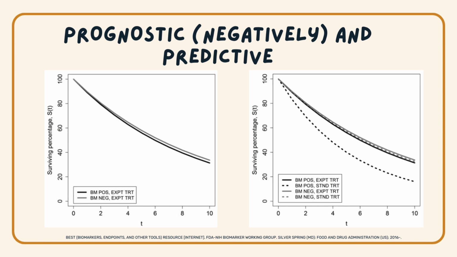treatments, right? So in this case, this biomarker will be characterized as prognostic, negatively correlated to the disease, and it is predictive to the experimental treatment because once you have this biomarker positive, you are better off being prescribed an experimental treatment instead of a standard treatment. Does it make sense?